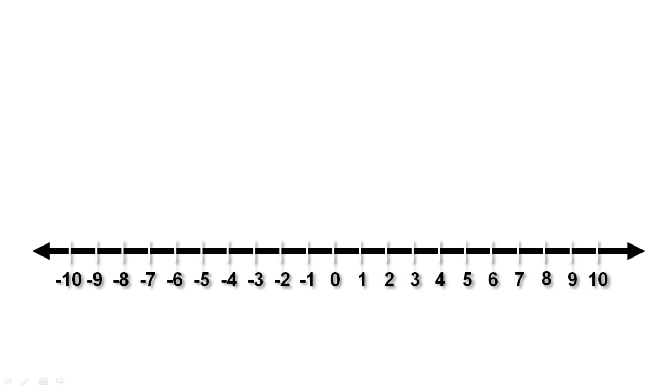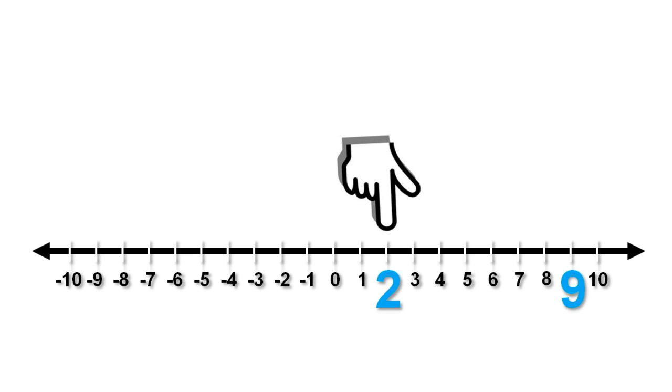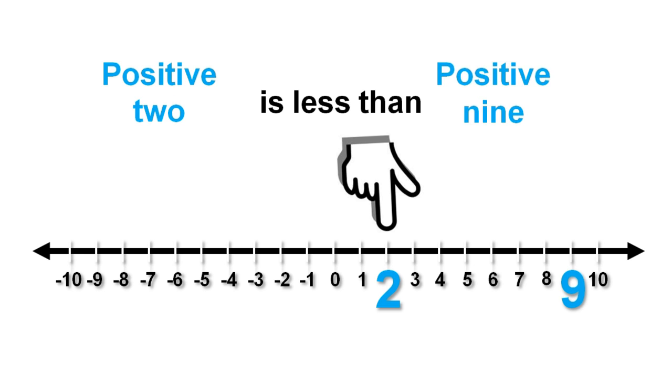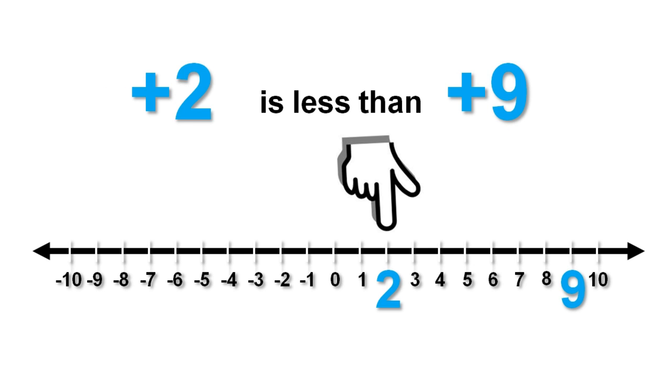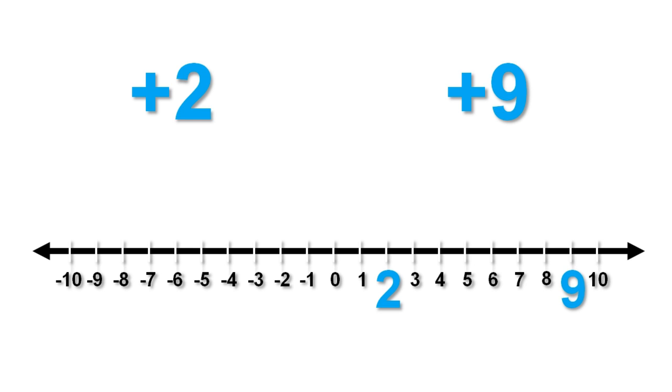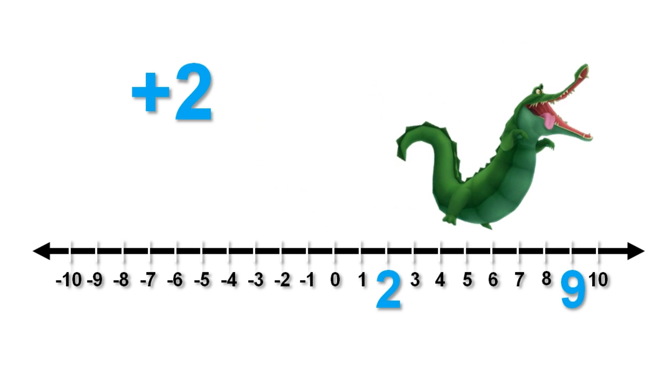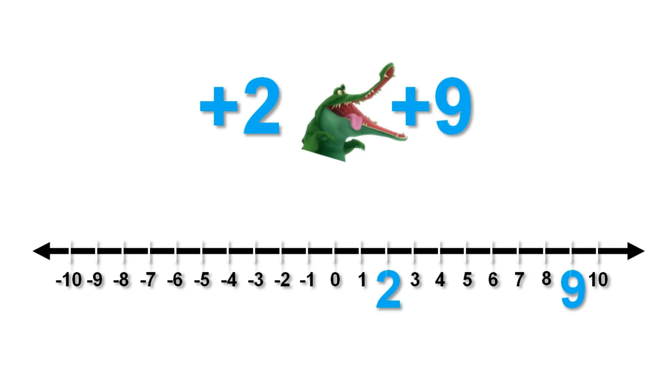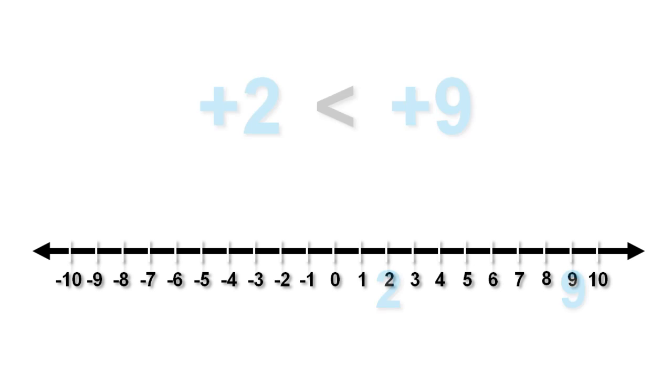If we read the number line from right to left, or going down the number line, the numbers get smaller. Positive 2 is further to the left than positive 9. So we can say that positive 2 is smaller than positive 9. Again, we have a special way to write this, and again we are going to use the greedy crocodile. He still wants to eat the bigger number, and the shape of his jaws gives us the shape of the less than symbol. This says that positive 2 is less than positive 9.